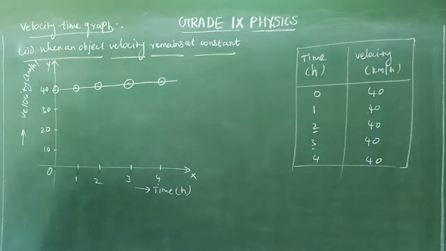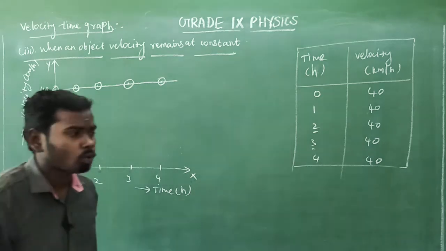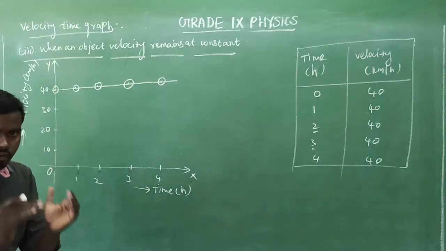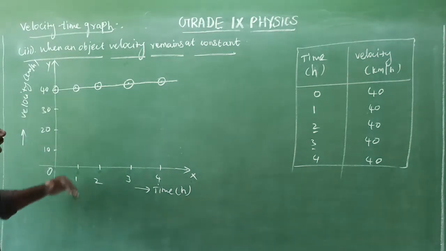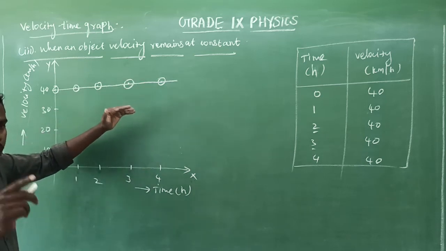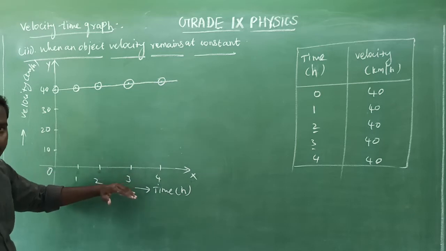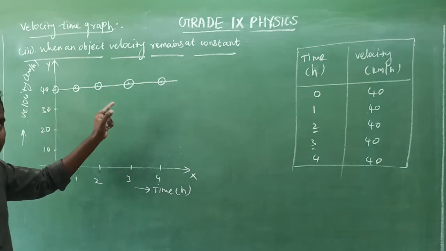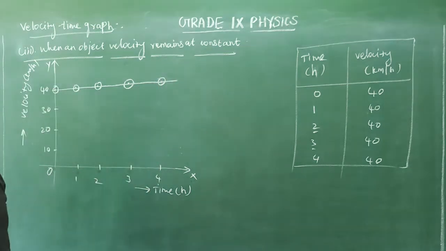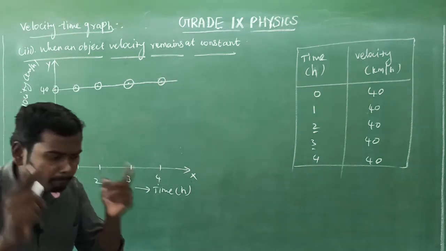Whenever you come to this point, it's a very, very important, one-more question. In a velocity time graph, whenever the straight line is parallel to the time axis, note this point, we can say the object is at constant velocity. Is it clear?